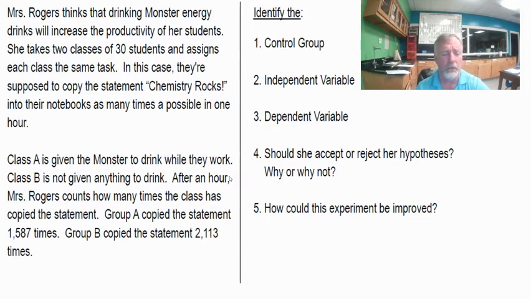So there's her scenario. This is what she's going to do. Now, how does she do it? Well, she's going to give class A the Monster drink while they work. Class B, on the other hand, is not given anything to drink. After an hour, she's going to count how many times the class has copied the statement. So she did her experiment. Group A copied the statement 1,587 times, while Group B copied the statement 2,113 times.